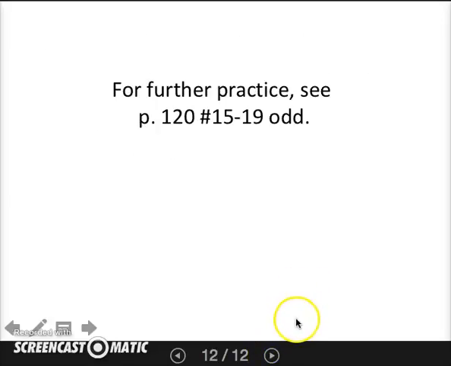For further practice, see page 120 of your book, numbers 15 to 19 odd.